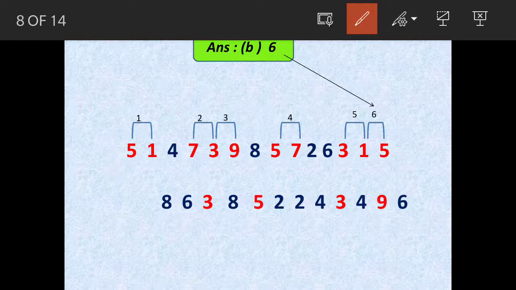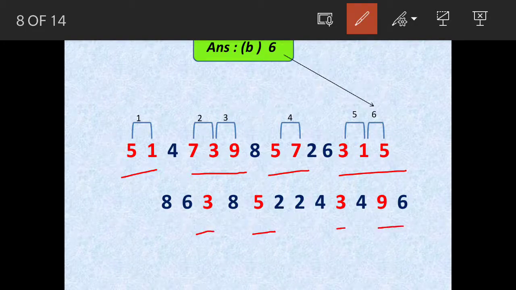Now see, the first series I listed down here. Let's see first of all where all the odd numbers are. Odd numbers are those numbers which cannot be divided by 2. So 5, 1, 7, 3, 9, 5, 7, 3, 1, 5, 3, 5, 3, 9. These are all odd numbers. Now the condition is that odd numbers are to be followed by odd numbers.